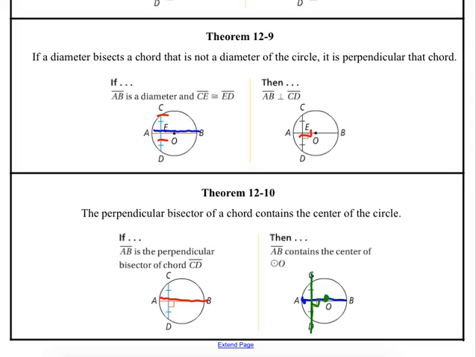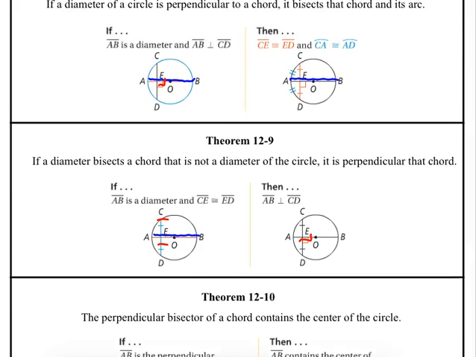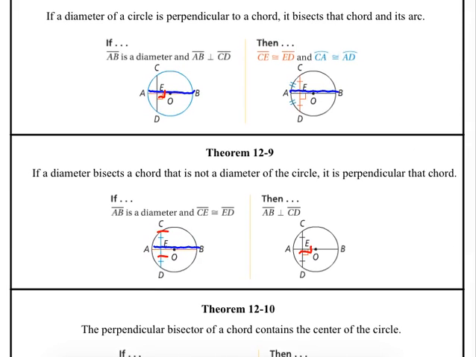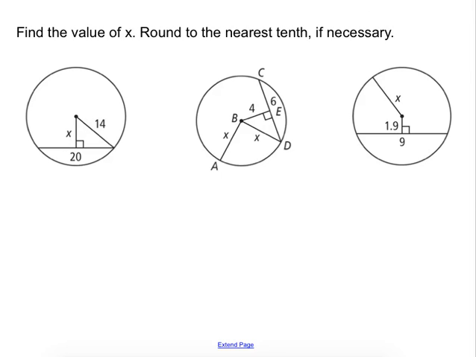So don't fret over these, just know at the end of the day, all I want you to take away from this whole page is that if you have a diameter and it is perpendicular to a chord, then it bisects the chord and the angle. Done. Don't worry about anything else. Now we just have some examples to go through.